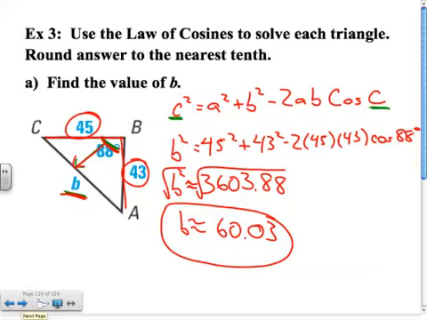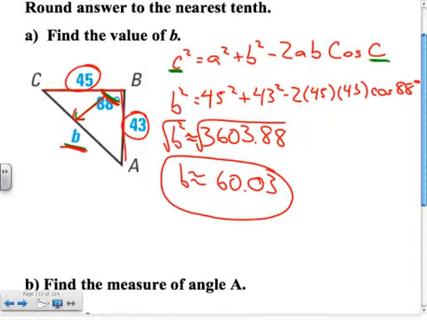Again, use your calculator to your advantage. Don't make any silly mistakes when you're going through and solving this.